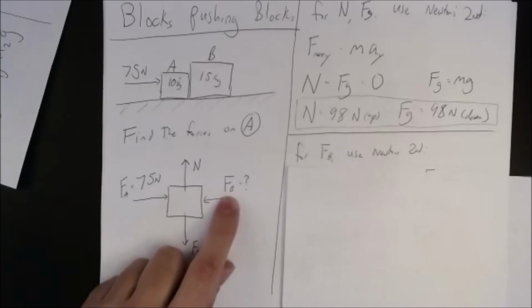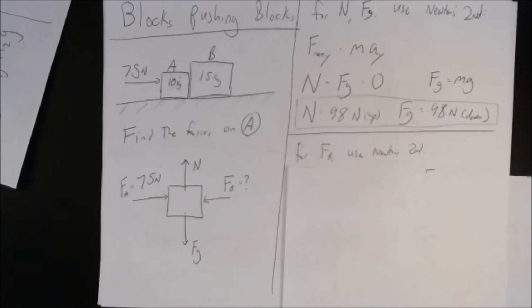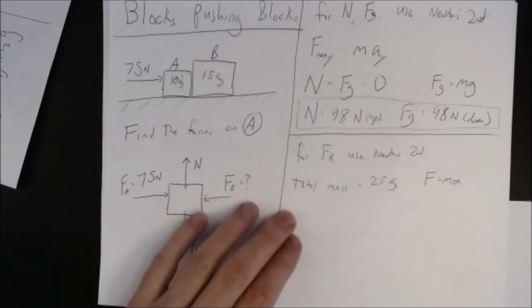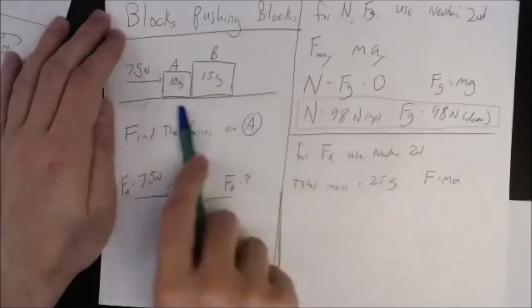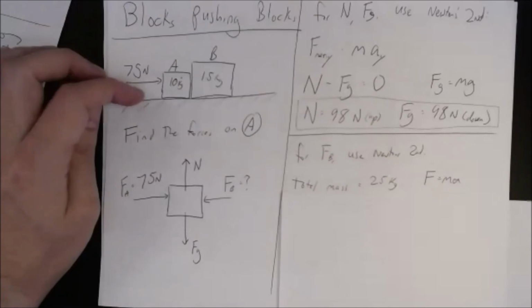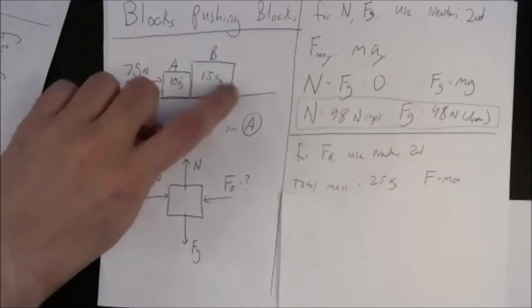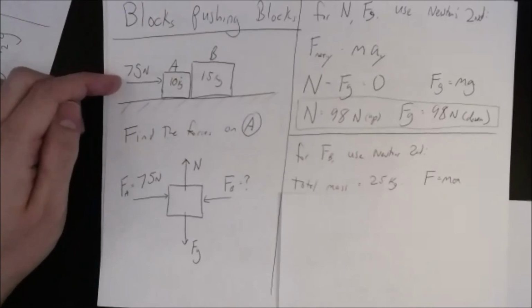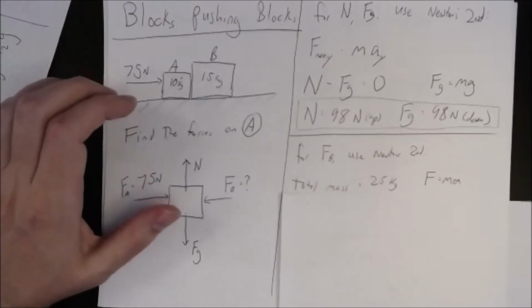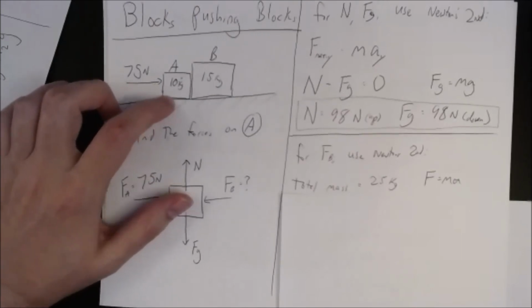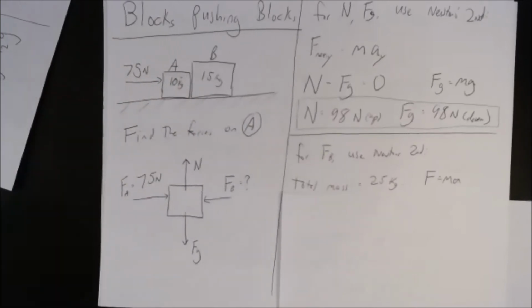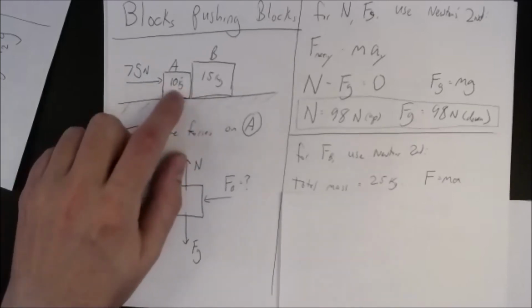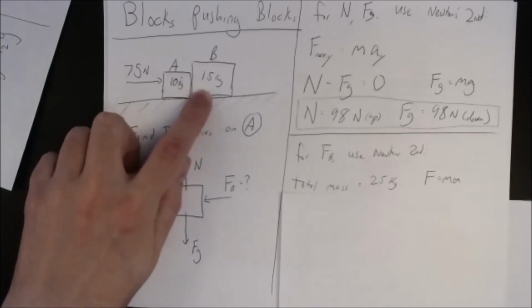For force B, we also need to use Newton's second law. We know that the total mass of all this going on here is 25 kilograms. And I'm pushing both of them. I'm pushing on A, but that is pushing both of them. I'm pushing with 75 newtons of force. Think to yourself, do you think that the acceleration of A is going to be more than, less than, or equal to the acceleration of B if you're using A to push B along? If you're using A to push B along, then the acceleration of A should be equal to the acceleration of B.